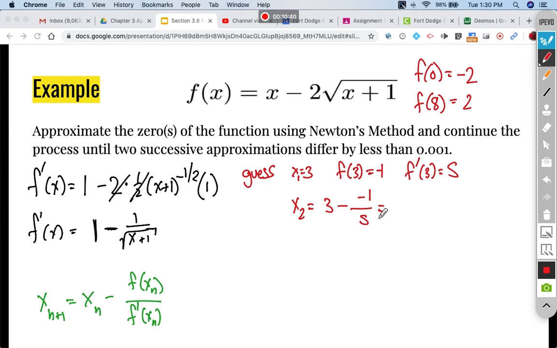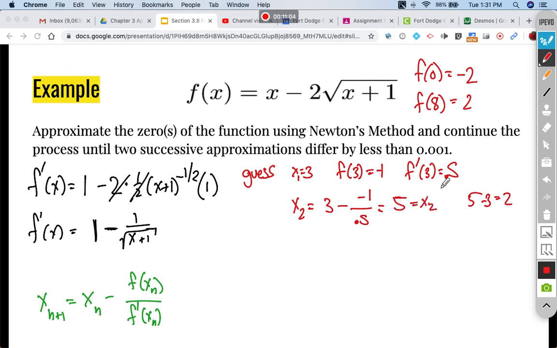Sorry, that's a 0.5. I'm going to say this doesn't look right. Okay, that's why it doesn't look right. That's going to get my x2 is 5. So I look at the difference. 5 minus 3 equals 2. That's too big of a difference, so I'm not good yet.